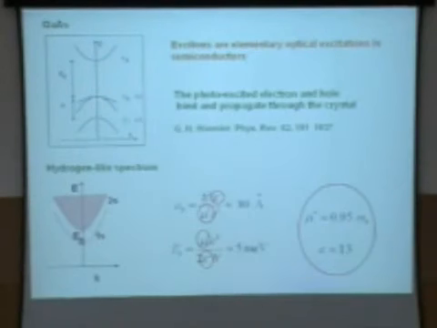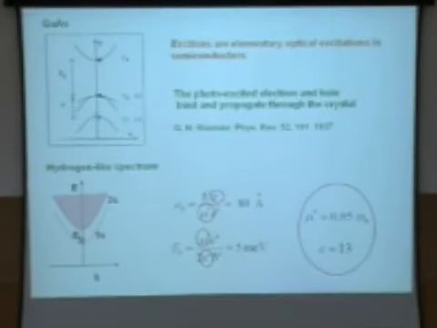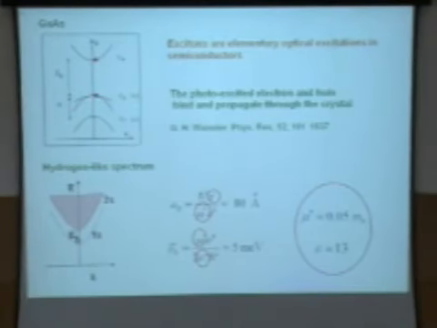So when you shine light, you remove one electron from the valence band to the conduction band, and you create one electron-hole pair. This electron-hole pair will propagate in the crystal, and actually, since here you have a positive charge, here a negative charge, you will have a bound state.